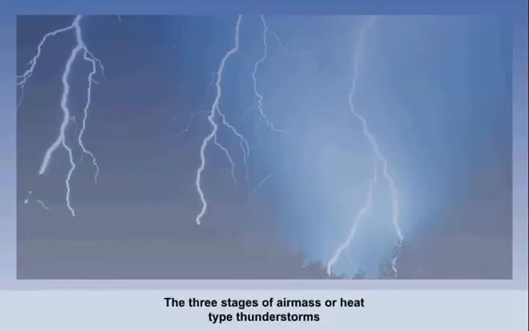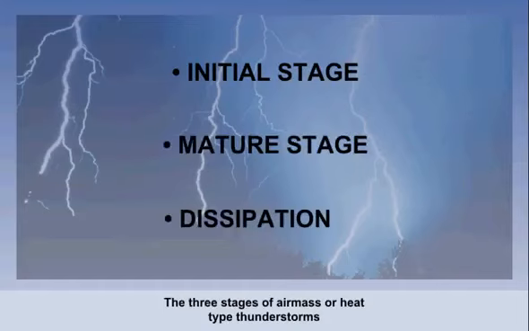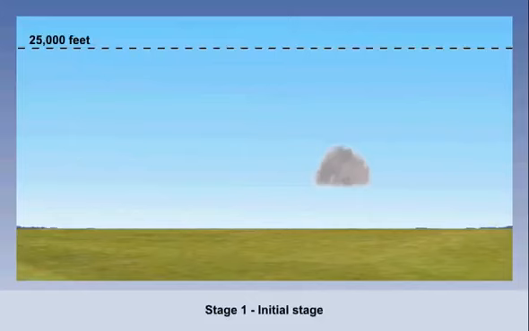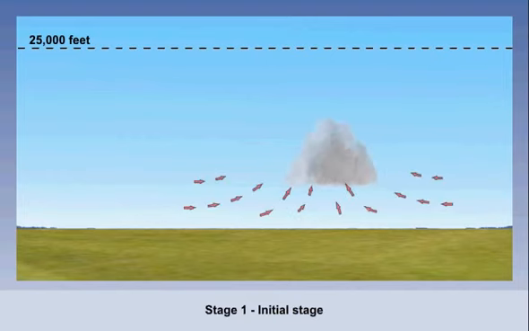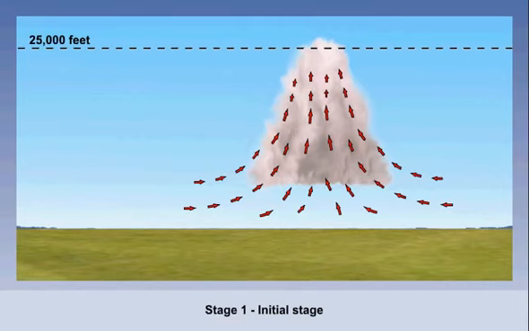Let's look at the way heat or air mass type thunderstorms develop. There are three stages we can identify: initial stage, mature stage, dissipating stage. The initial stage is characterized by the growth of cumulus clouds both horizontally and vertically. Strong updrafts produce clouds of great vertical extent. Air is drawn into the cloud from beneath and the sides. This stage usually lasts for around 20 minutes and produces a cloud sometimes 5 nautical miles across.